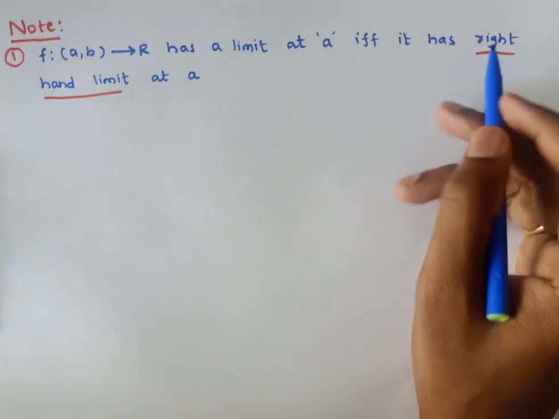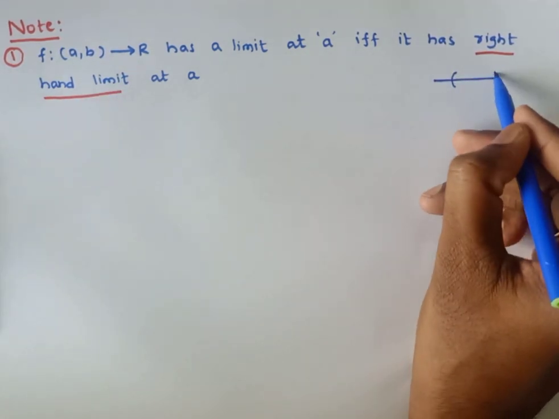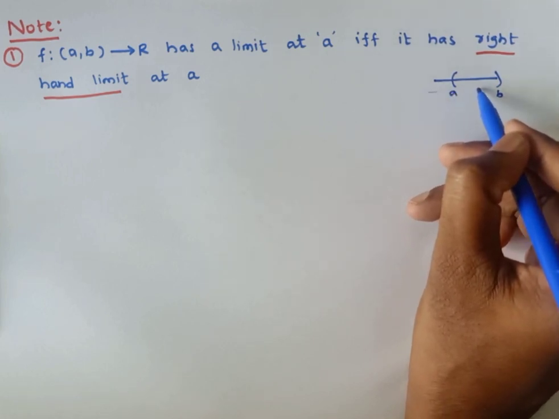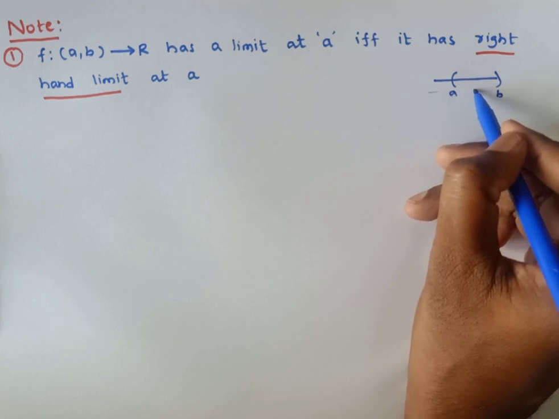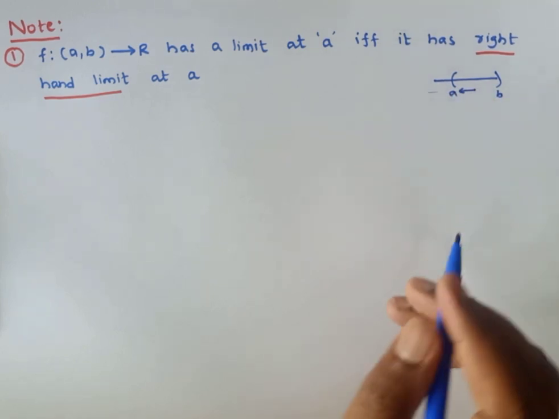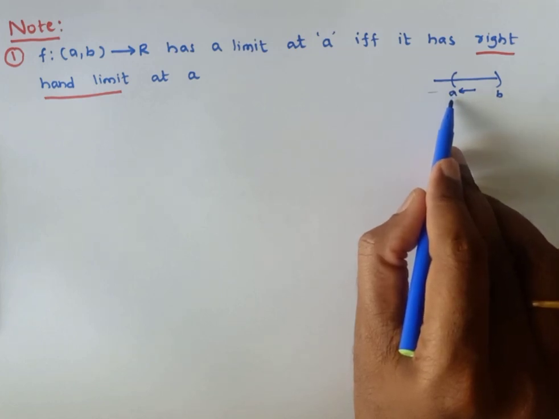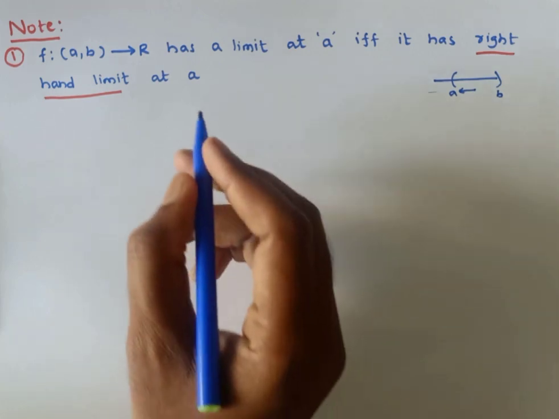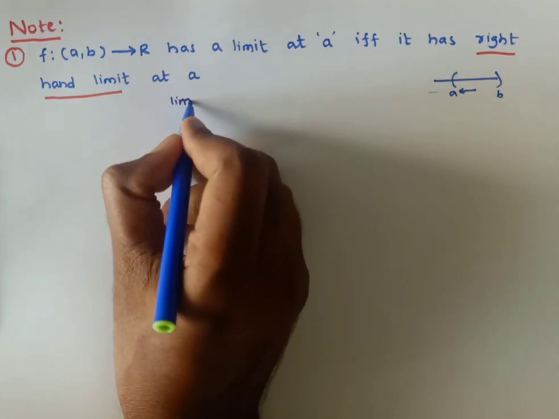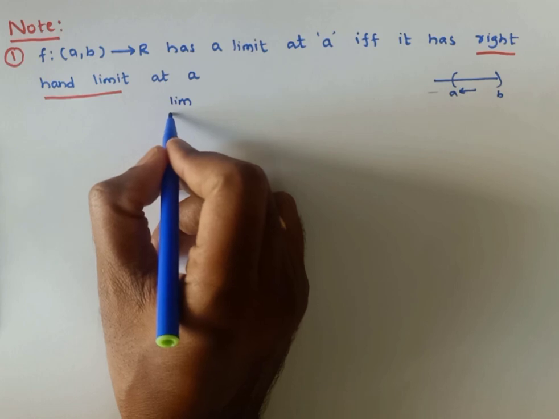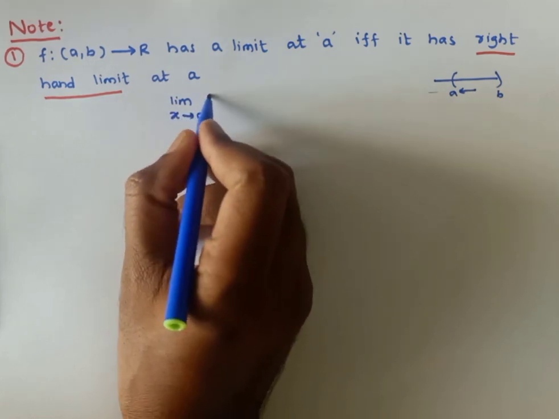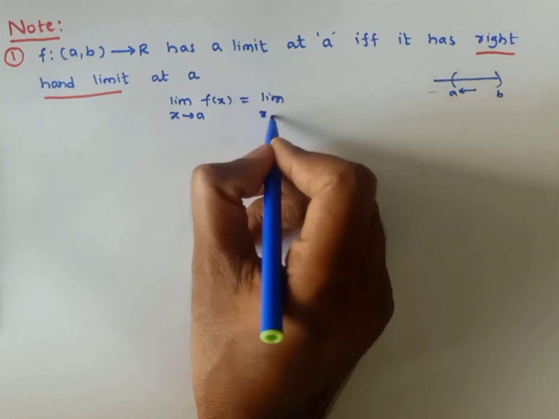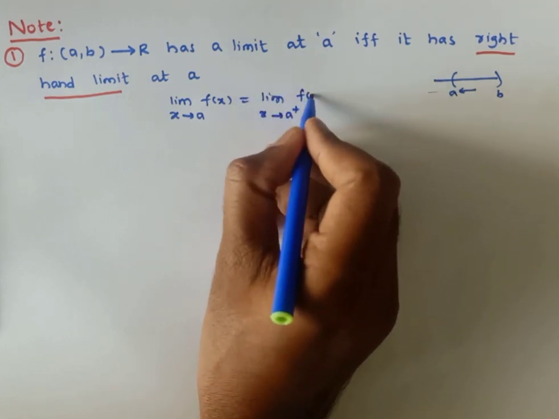The interval starts here and ends here, so the left hand side part is not defined. So for this a, at x equal to a the function has only a right hand limit. If it is a left end point that has only a right hand limit, in this case we can express the limit for the function f of x at x equal to a as limit x tends to a f of x equals limit x tends to a plus f of x.